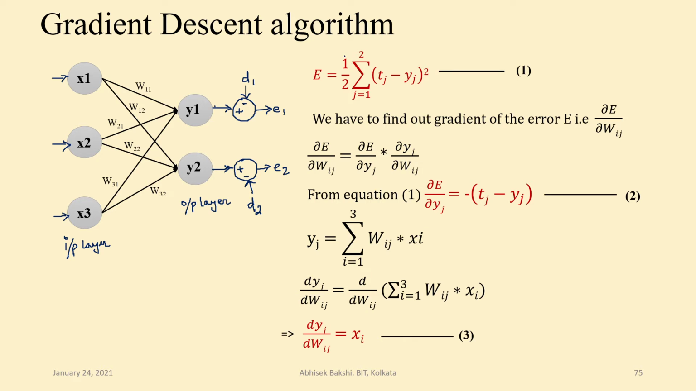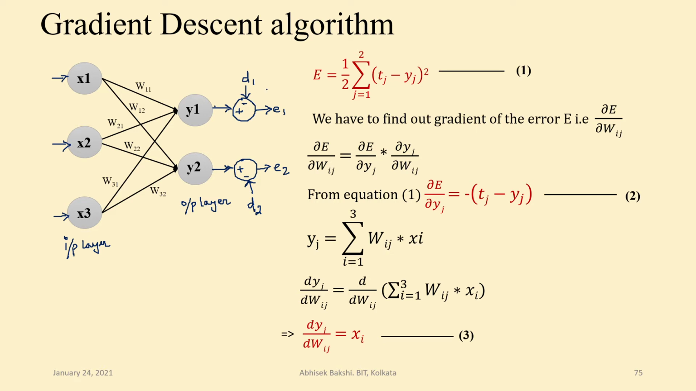Now why is this half given? Actually this half is given just to keep the total mathematical computation very simple. You will realize very soon why this half is necessary. This is just a constant, so it doesn't matter whether it is half or 1/4. Anyway, ultimately we have seen that we have to find the gradient of the error with respect to wij, right?